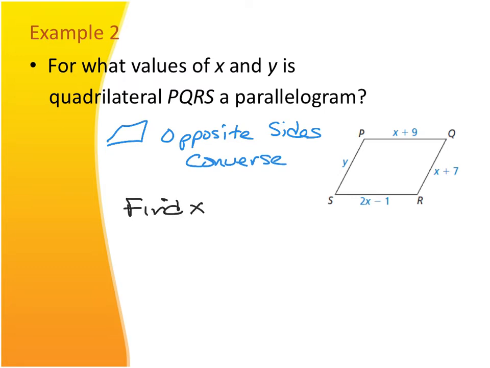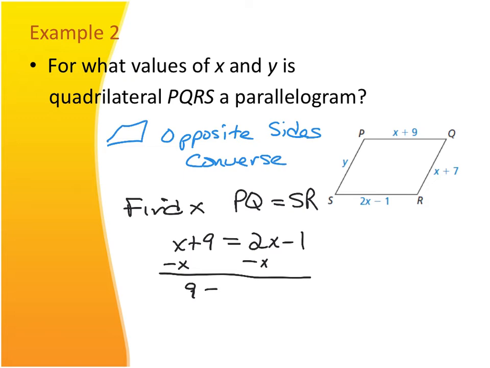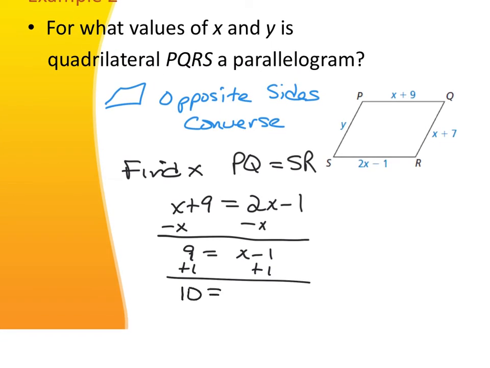So to find x, I am going to be setting PQ equal to SR. PQ is equal to x plus 9 and SR equals 2x minus 1. I need to get my variables together and my constants together. So I can minus x, 9 equals x minus 1, add 1, and I get x equals 10. And that's all it asked for.